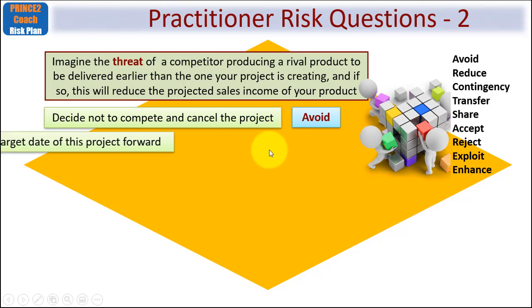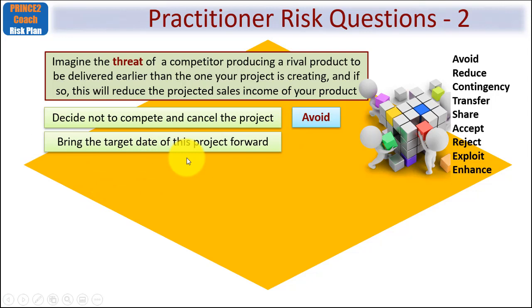How about this question? Bring the target date of the project forward. I can see the point here. So it looks like your competitor will put their product on the marketplace earlier than you. If you bring this forward, you might be able to get ahead of them. What sort of an action is that? What's it doing to the threat? Because these are threats, not opportunities. Well, the answer is it's reducing it. Bringing the target date forward would reduce the impact, but it won't necessarily remove it entirely.